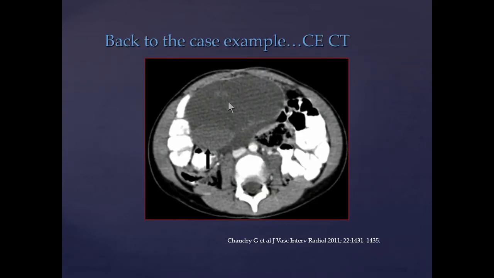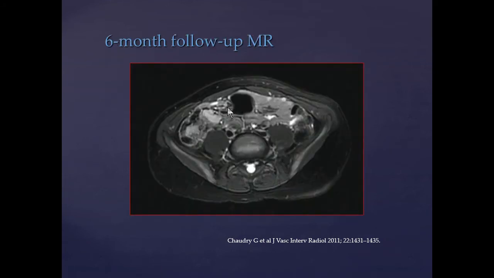This is the CT of the child that you saw before. Again, you can see high-density material in a couple of the cysts, indicating large hemorrhage. They placed a drain in this, and then they got a follow-up MR 6 months later. You can't even really tell where it was.